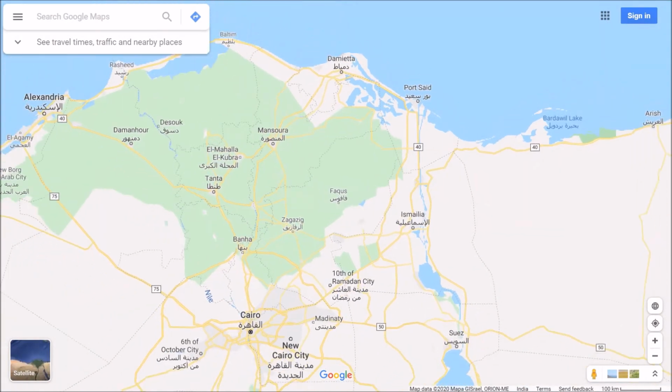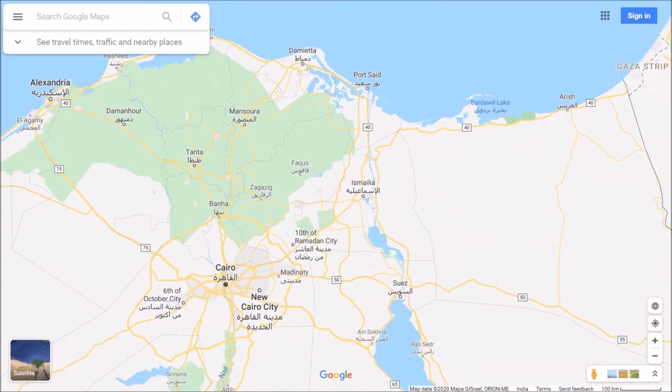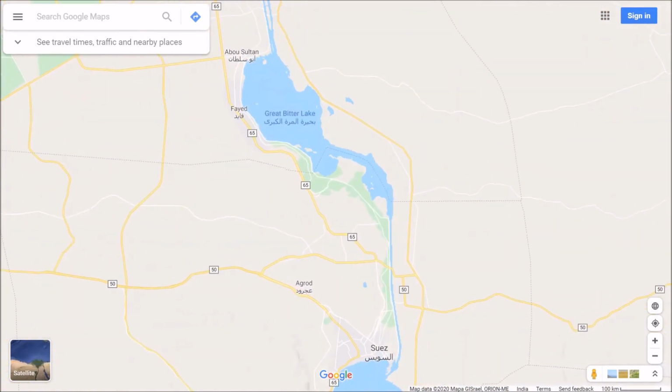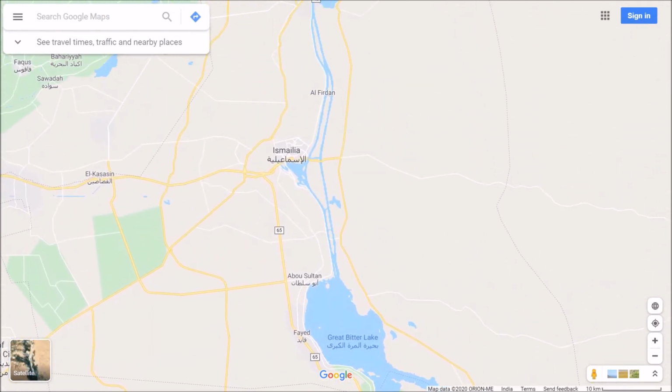To facilitate trade, a canal was built between 1859 and 1869. It was constructed by the Suez Canal Company. On the southern part, you can see the canal goes from here, right here. Also, there's a lake in between the canal, which is known as the Great Bitter Lake.